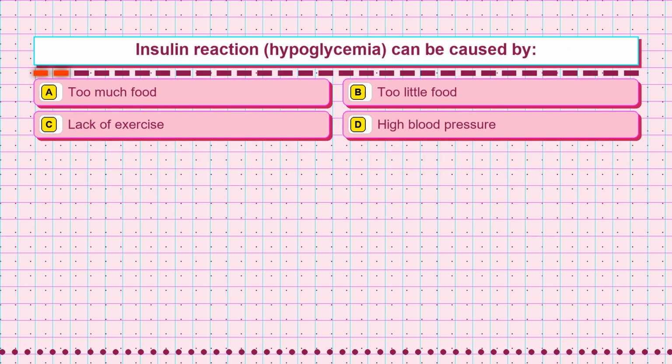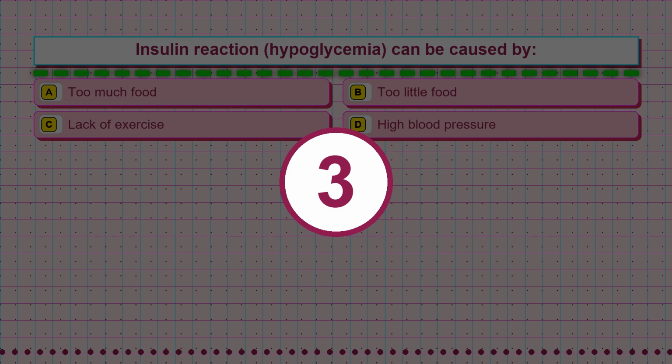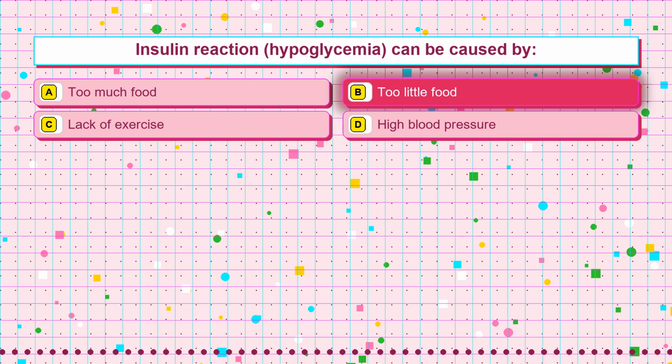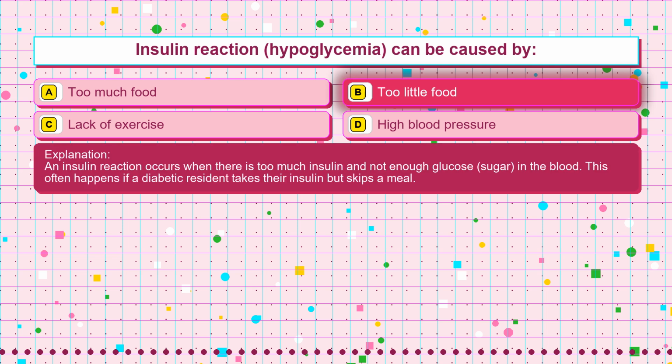Question 3. Insulin reaction, hypoglycemia, can be caused by: Option A, too much food. Option B, too little food. Option C, lack of exercise. Option D, high blood pressure. The correct answer is option B, too little food. An insulin reaction occurs when there is too much insulin and not enough glucose, sugar, in the blood. This often happens if a diabetic resident takes their insulin but skips a meal.